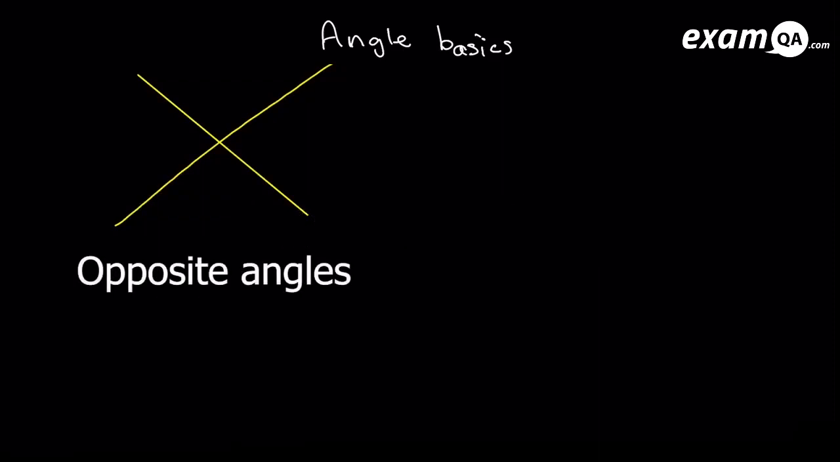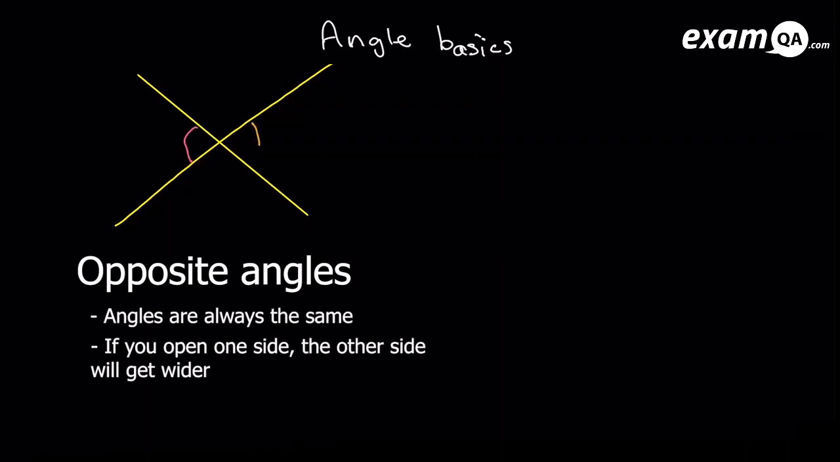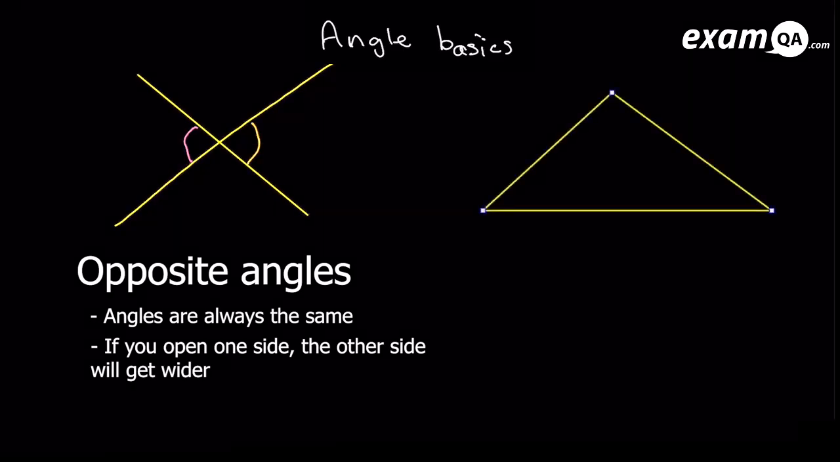So here we've got a few more types of angle rules we need to know. This one we can call opposite angles. And in opposite angles, the angles are always the same. It's like a scissor basically. If you open one side wider, the other side automatically will get wider.